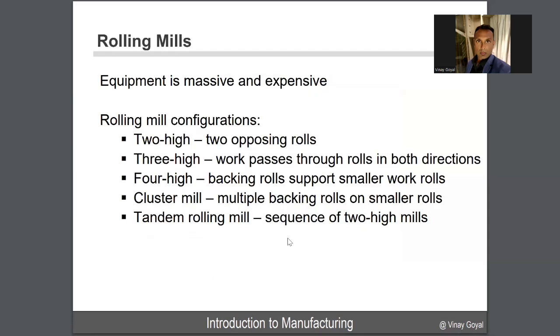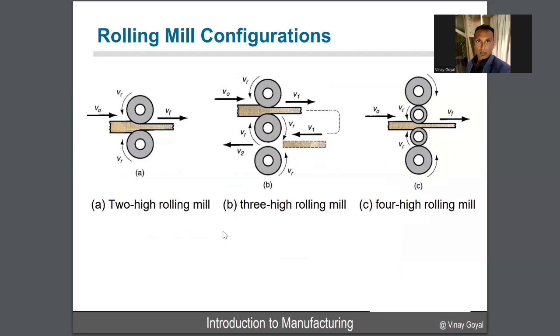Rolling mill configurations come in several kinds: 2 high, 3 high, 4 high, cluster mill, and tandem rolling mill. Here you can see the 2 high rolling mill, with the 2 rolls that we saw earlier. And now I have the 3 high rolling mill. This piece goes through a rolling operation, but then goes into a secondary rolling operation with a third roller. And then you can also have a 4 high rolling mill that facilitates thinning the material even further.